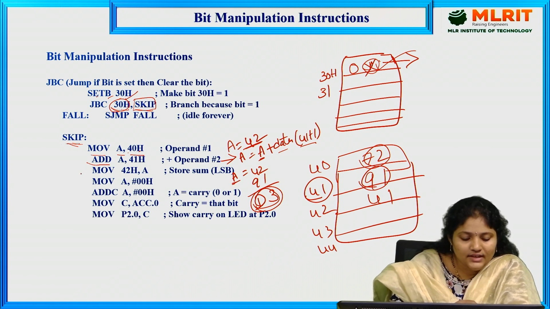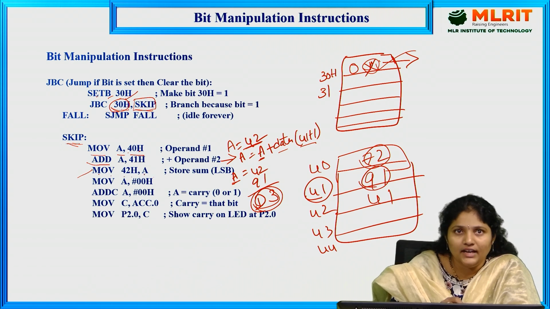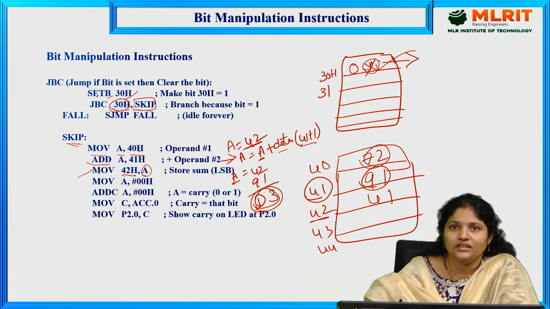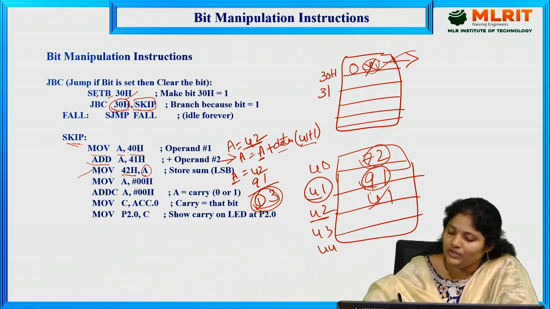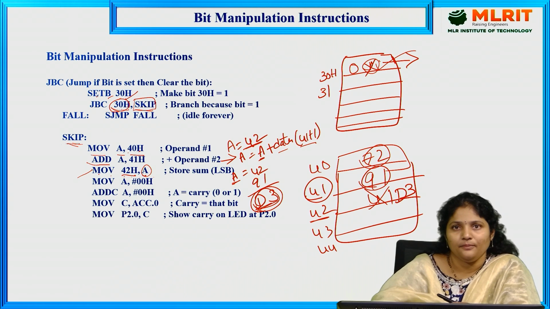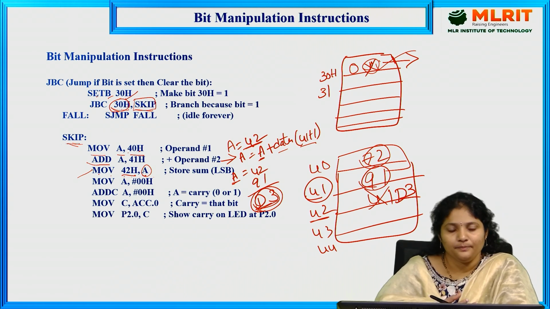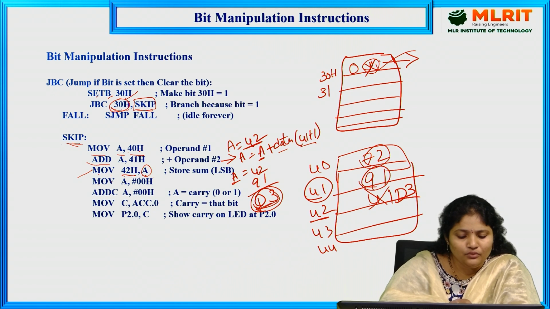So in the next instruction, MOV 42H, A. Whatever data is present in the accumulator will be moved to the location 42H. Now see, 42H is already having some data, but it will be reloaded with the data D3. This is how we reuse the memory. After that, MOV A, #00H. We are clearing the accumulator to 00.